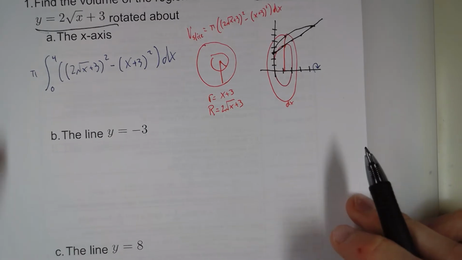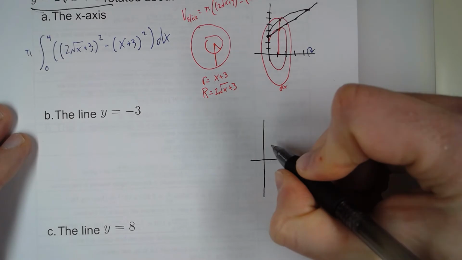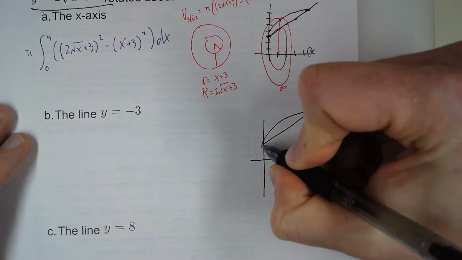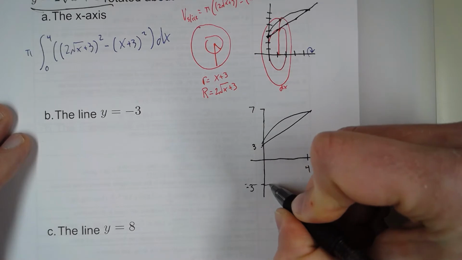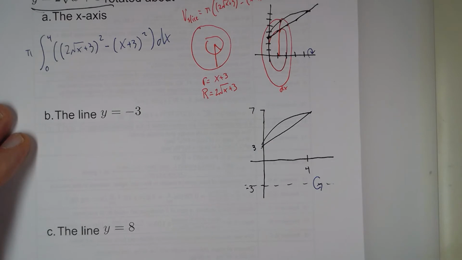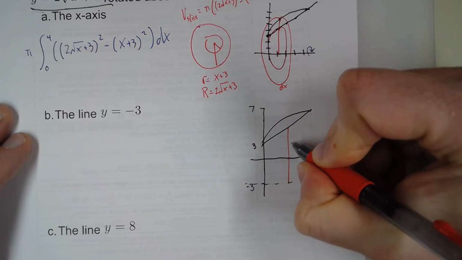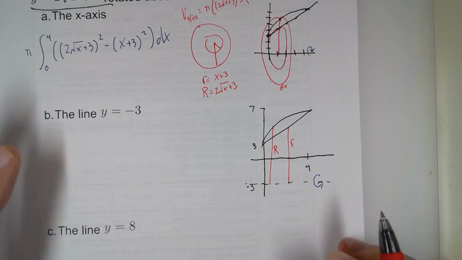Now in part B, we're taking this same region, but this time we're rotating it around y equals negative 3. So 4, that's 3, that's 7. So negative 3 is down here. And that is what we're rotating about. So now, we always measure our radii from what we're rotating around. So we go from here to here, that's little r. And then from here to the outside, that's big R.